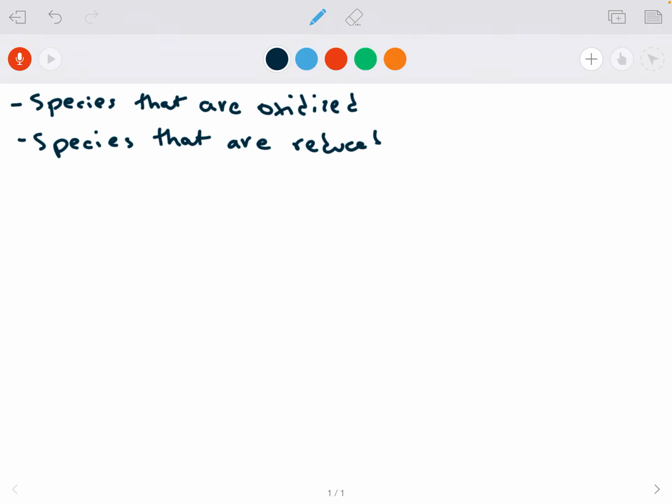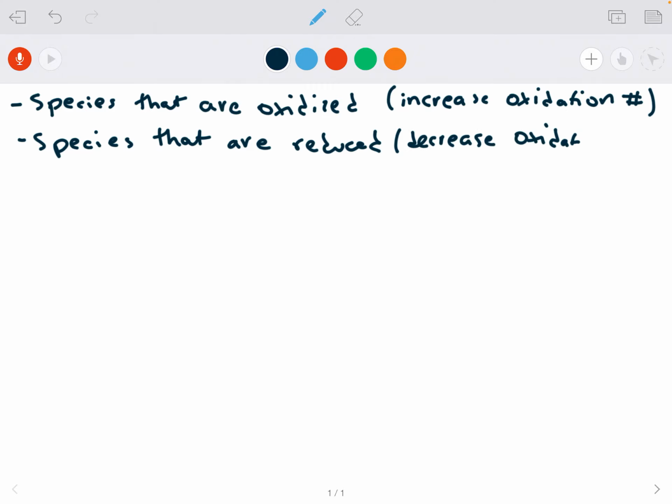Now, what does it mean to be oxidized versus reduced? So if you're oxidized, you increase oxidation number, while if you're reduced, you decrease your oxidation number. Another way to think about it is something that's reduced gains electrons, while something that's oxidized loses electrons. So that's another way to think about it.